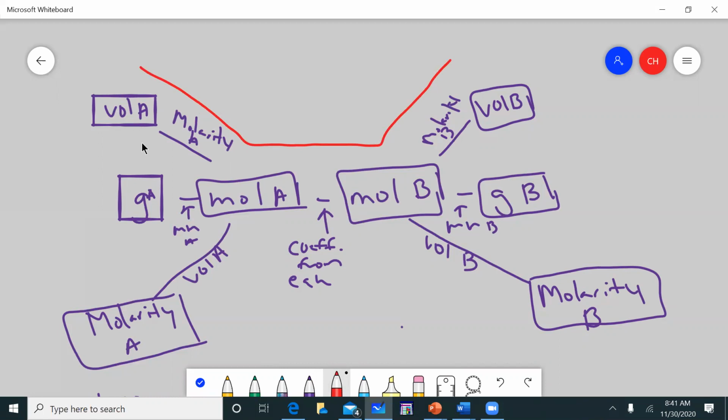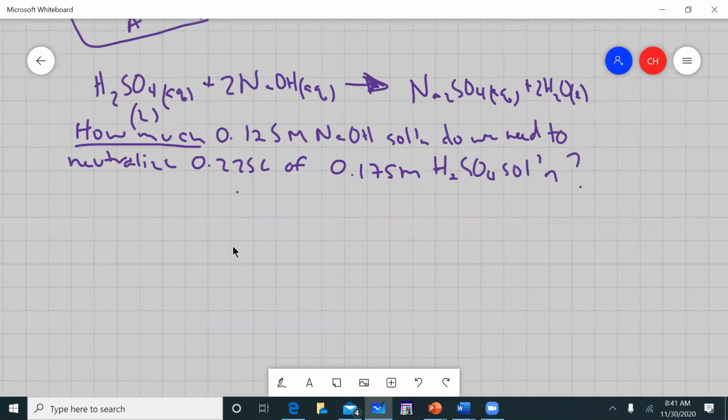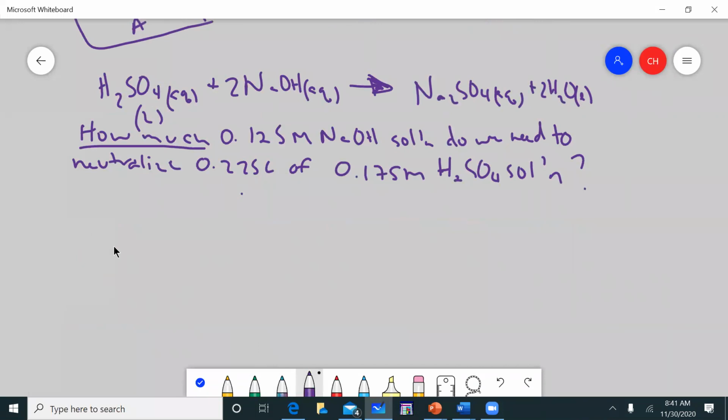So what I always like to do with solution stoichiometry is figure out first what is compound A and what is compound B, okay? So compound A is whatever you're going to have more information on, or two pieces of information on. So compound A for me in this problem is going to be the H2SO4. Why? Because I know both its volume and its molarity. NaOH, I only know its molarity. So compound A is H2SO4, and I'm going to write that out.